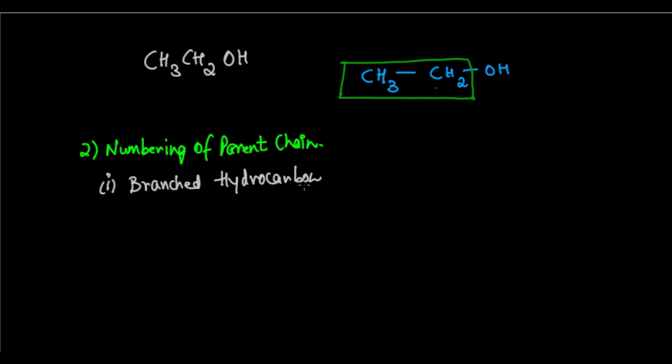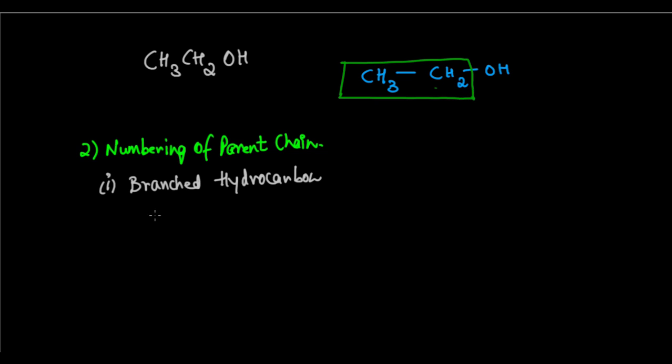You just number the carbons very easily, no problem at all. For example, if you have carbon, carbon, carbon, carbon, carbon, that's it. There's no branch. You select this chain and number 1, 2, 3, 4, 5. That's it, there's nothing much to do. But if there is a branch, then you need to do something.